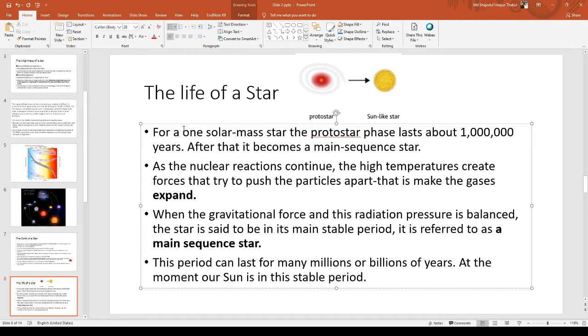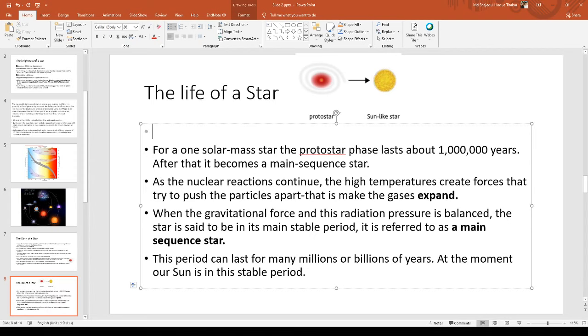Okay. What is meant by one solar mass? I should define it right here. One solar mass is the mass of our sun. Actually, it's a very simple definition. One solar mass is the mass of our sun. But what does this mean? What is two solar mass?